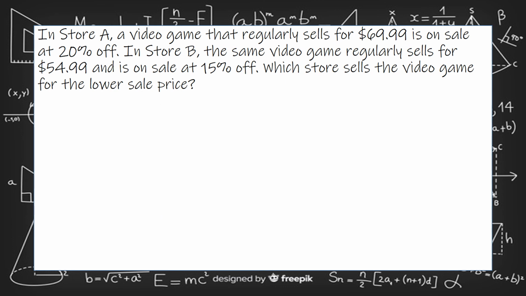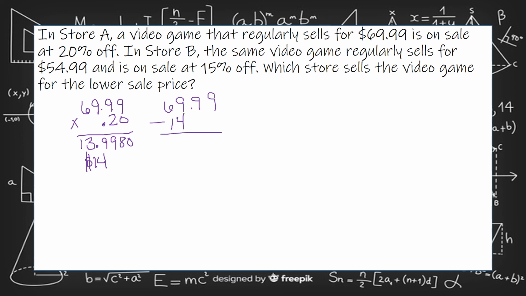Okay, so in Store A, a video game that regularly sells for $69.99 is on sale at 20% off. In Store B, the same video game regularly sells for $54.99 and is on sale at 15% off. Which store sells the video game for the lower sale price? So first we're going to say $69.99, and we're going to multiply it by 20%. And we're going to figure out how much of a discount they're getting. So $69.99 times 20% is $13.998 or $14.